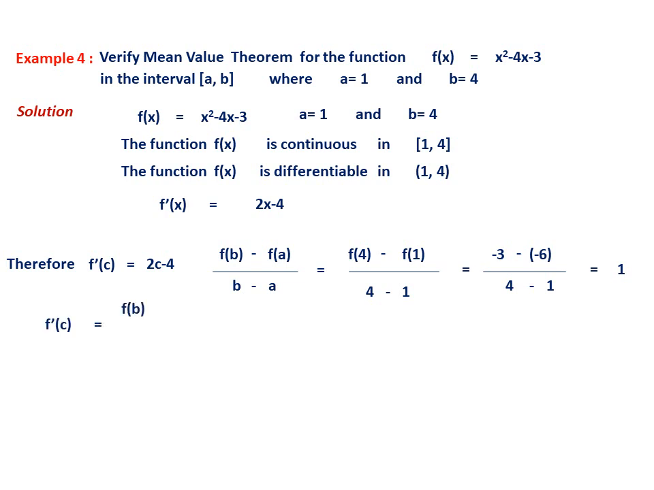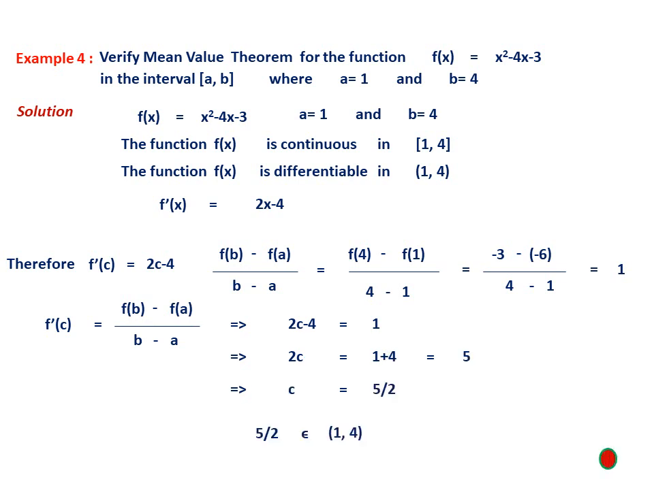So now what you have to do is f dash c equal to f of b minus f of a by b minus a, which implies 2c minus 4 must be equal to 1. So this implies 2c equal to 4 plus 1, that is 5, or c equal to 5 by 2. Now we have to check whether 5 by 2 is in the given interval. So you can see it belongs to 1 to 4. Therefore all the conditions of the mean value theorem are verified. So this satisfies mean value theorem.